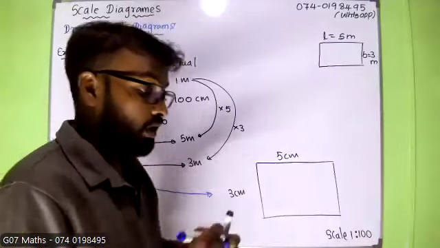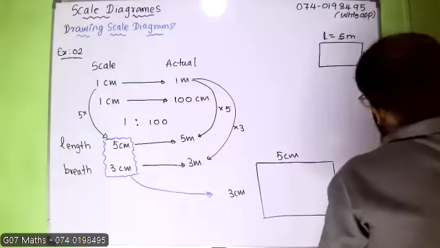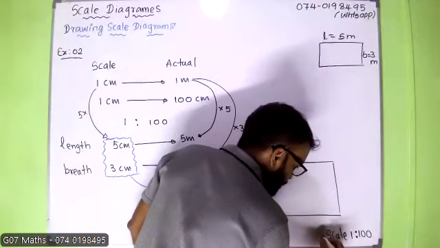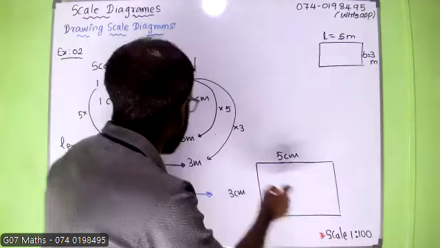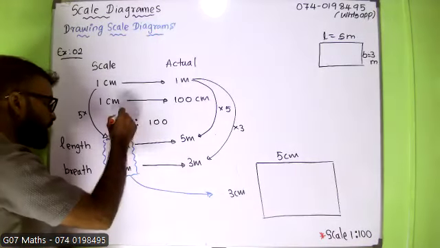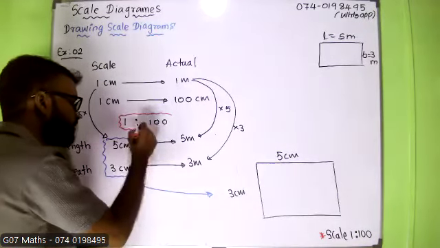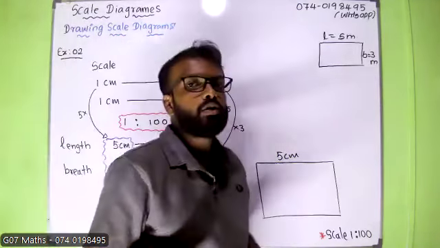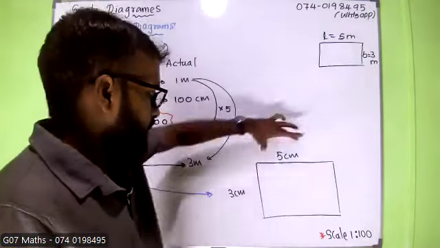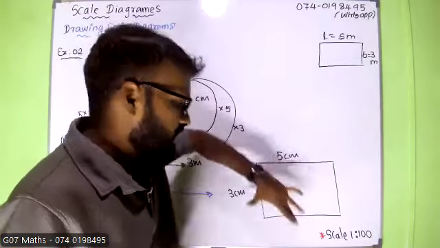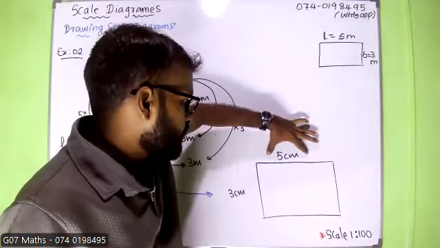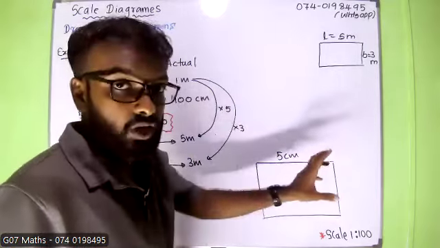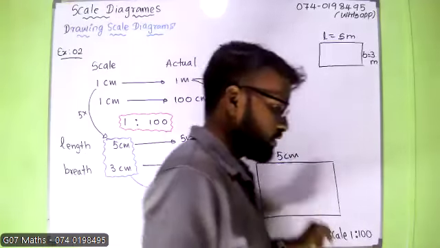And most importantly, you need to write this scale 1 to 100. You need to write this at the end. We have an important point. If you miss one of these, you might lose marks. You have to draw the picture, draw the scale diagram, and you have to write the length and breadth by using the centimeter as well. Do that.